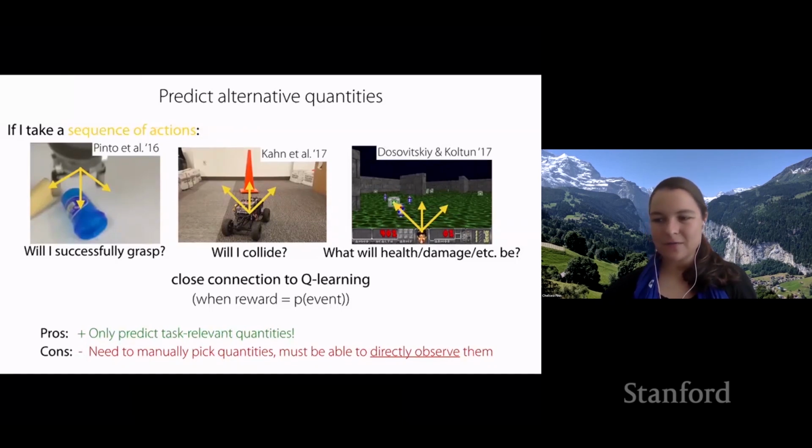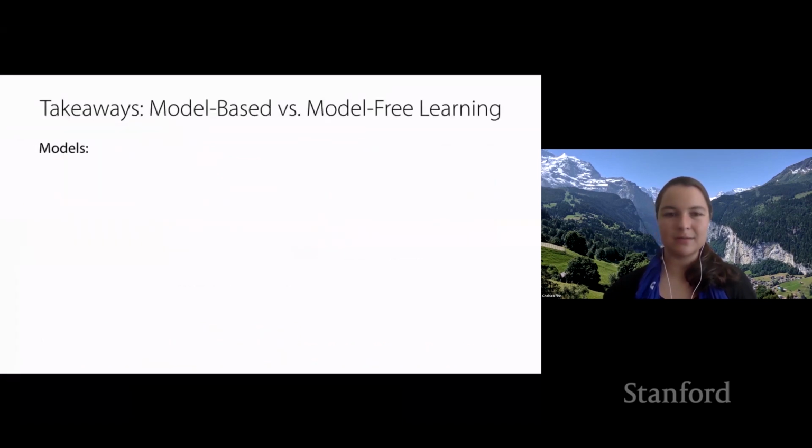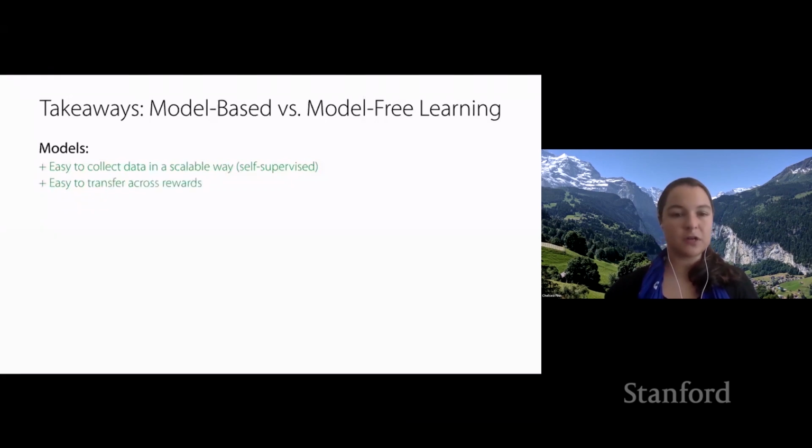To wrap up, I'll talk a bit about some of the takeaways between model-based methods and model-free methods. Today we talked a lot about models. Monday last week we talked a lot about model-free methods. What are the trade-offs when considering these kinds of methods? The benefit of model-based methods is that it's easy to collect data in a very scalable way because you can train a model with data that doesn't even have rewards labeled. It's also easy to transfer models across reward functions, and they typically require a smaller quantity of data that's supervised with the reward in practice.